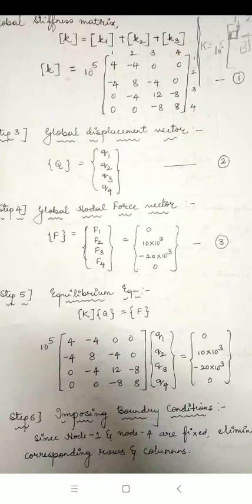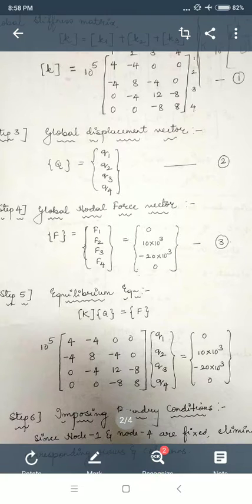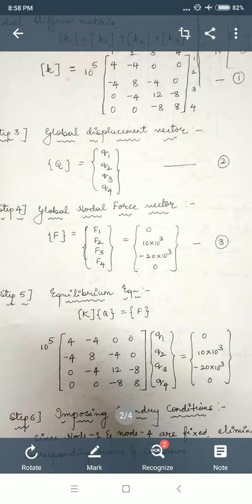And F2, 10 kilonewton. F3, minus 10 kilonewton, 20 kilonewton. F4 is 0. Next step is the equilibrium equation: K Q equal to F. K is the global stiffness matrix, we found already. Q, the displacement vector, we can find in step number 3. F, the force vector, we can get in step number 4. Write down all three which are already available.